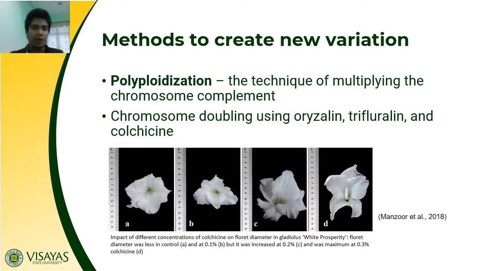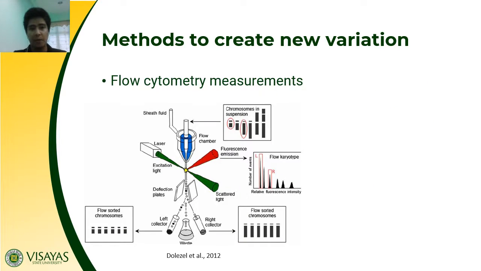So how will you check if the chemicals you used for chromosome doubling were effective? You can use flow cytometry. The principle in flow cytometry is the use of laser beams to produce fluorescence intensity and discriminate the sizes of the chromosomes or the cells that you load in the equipment.